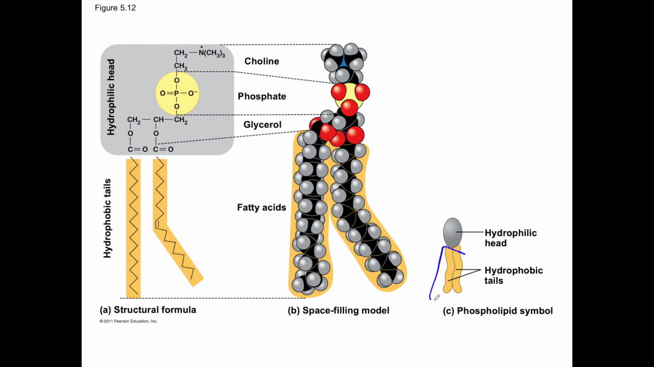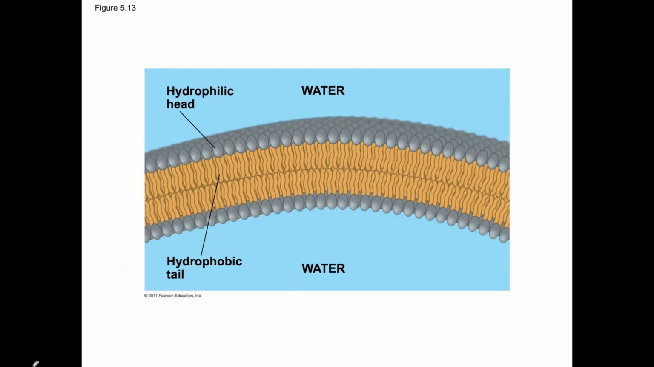You have the hydrophobic, water-hating tails and the hydrophilic, water-loving head of the molecule. Now, if you take phospholipids and just dump them in water, all on their own, they form this shape, which is called a phospholipid bilayer. It's called a phospholipid bilayer because it's 2 layers of phospholipids. There's phospholipids here and phospholipids here. They form this shape all on their own without you having to do anything. If you just dump them in water, they'll assemble into this shape.